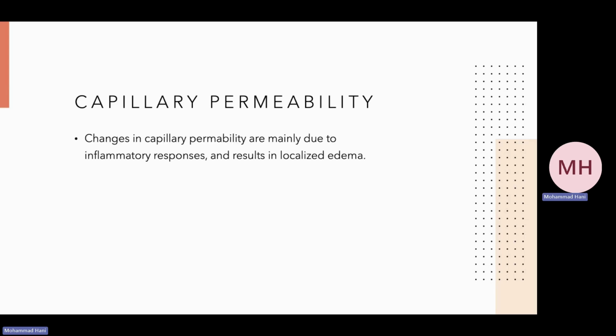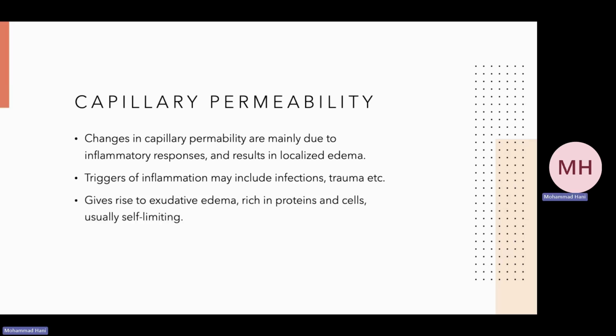Changes in capillary permeability are mainly due to inflammatory processes and result in localized edema. Triggers of inflammation may include infections, trauma, and other things. And this gives rise to exudative edema rich in proteins and cells, and it is usually self-limiting.